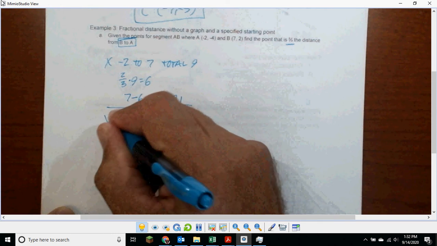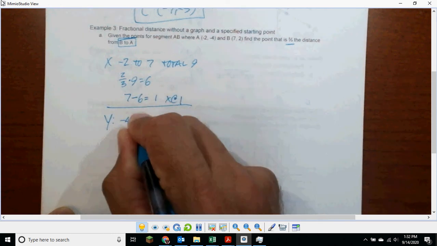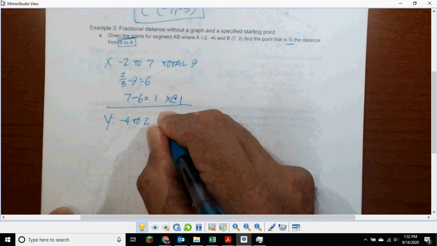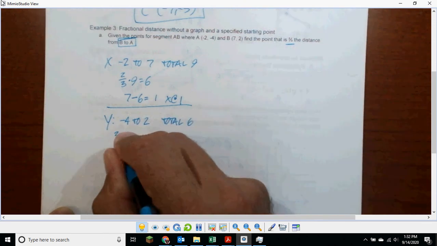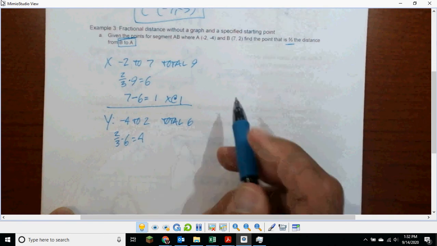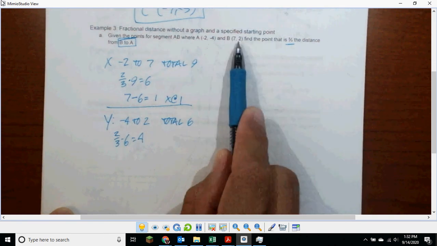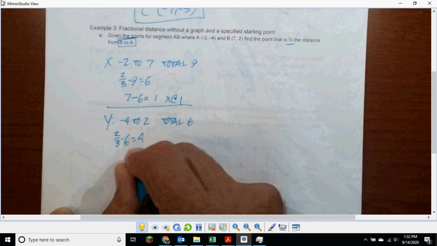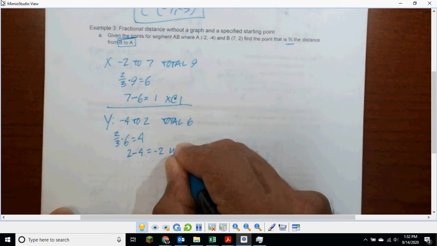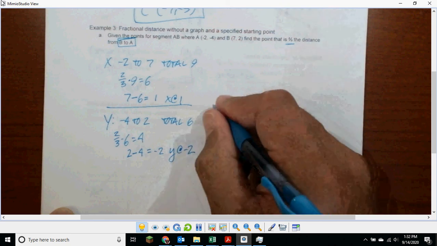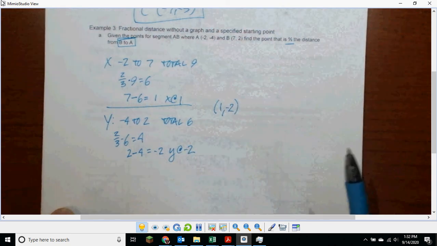All right, now I'm going to do the same thing for y. My y goes from -4 to 2, so that's a total of 6 units. 2/3 times 6 is 4. I'm going from B to A, so 2 down to -4. So I'm going to take 2 minus 4, gives me -2. So my y is at -2. So I'm suggesting 1, -2 is my answer.